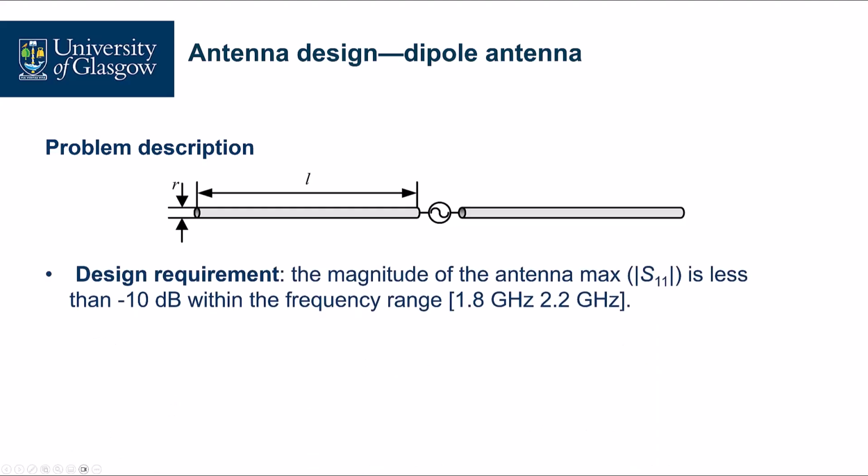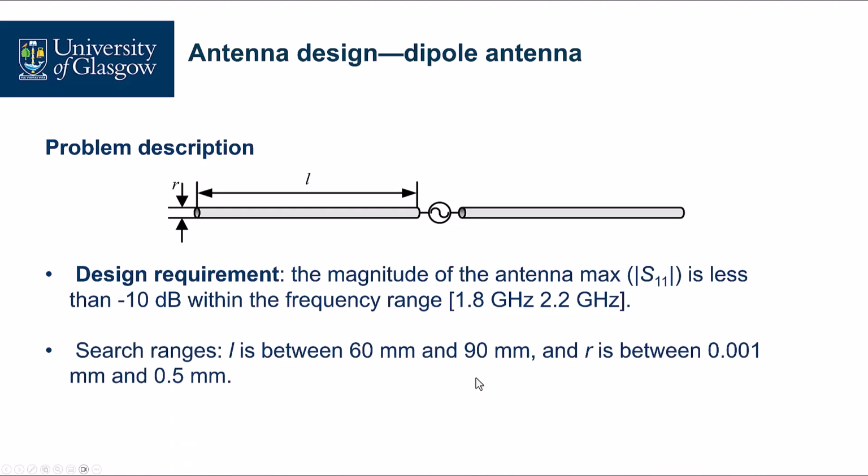We want the magnitude of the S11 parameter, the max of it, to be less than -10 dB within the frequency range of 1.8 to 2.2 gigahertz. S11 is a performance metric, a response, and this shows its magnitude. But this max doesn't mean that we are doing a maximization problem; it is a maximum value, a single value, of the S11 magnitude in the 1.8 to 2.2 gigahertz range. So we want to minimize this value, right?